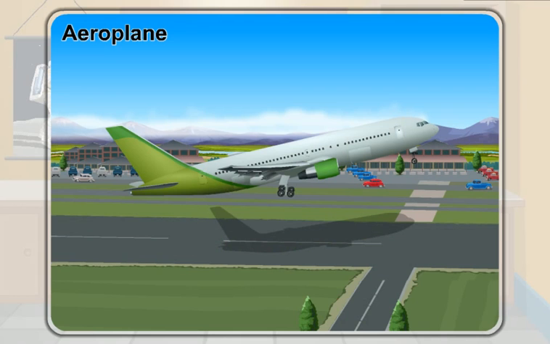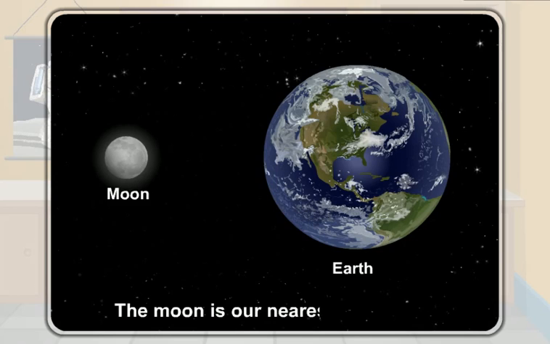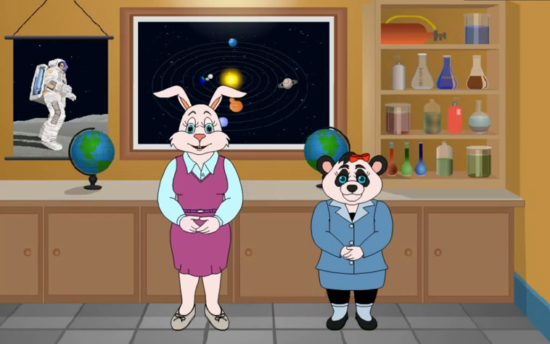Have you traveled in an aeroplane? We use an aeroplane to travel long distances. The moon is our nearest neighbor. So, using an aeroplane, can we go to the moon? No, we cannot.